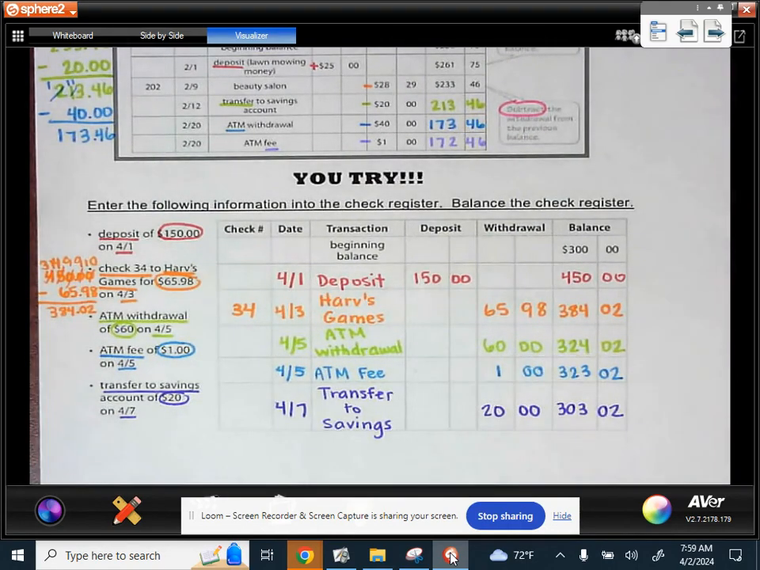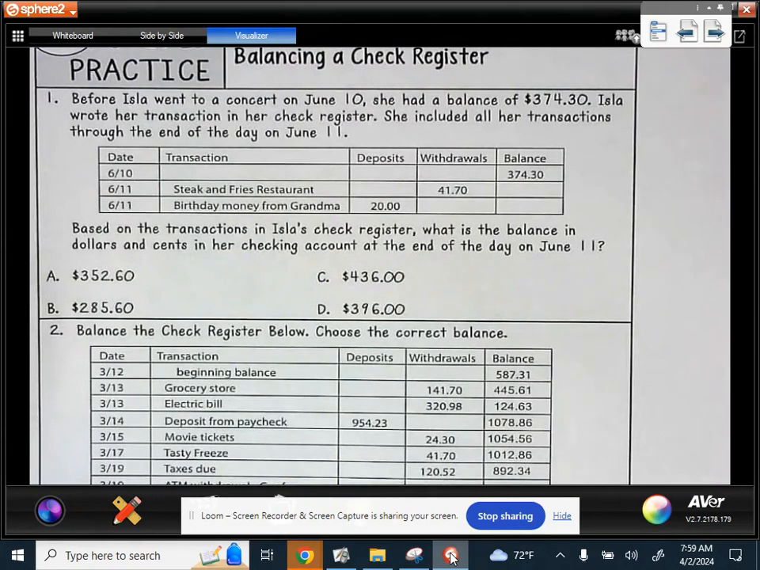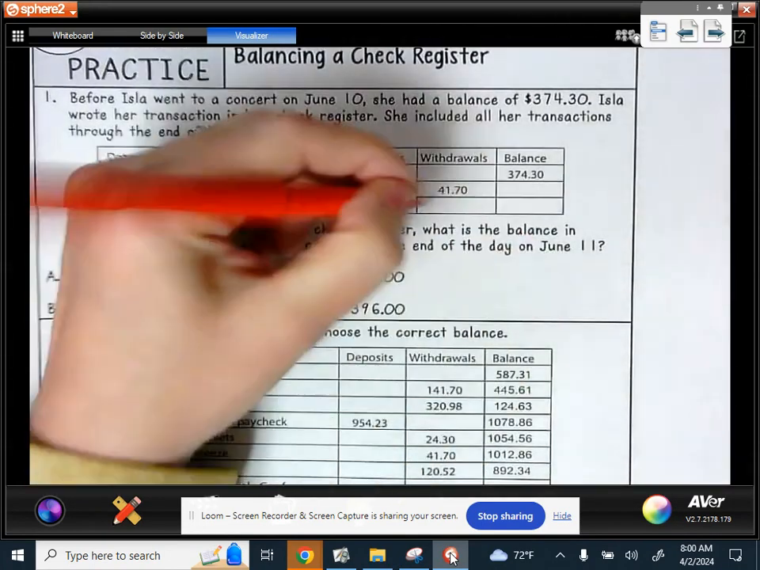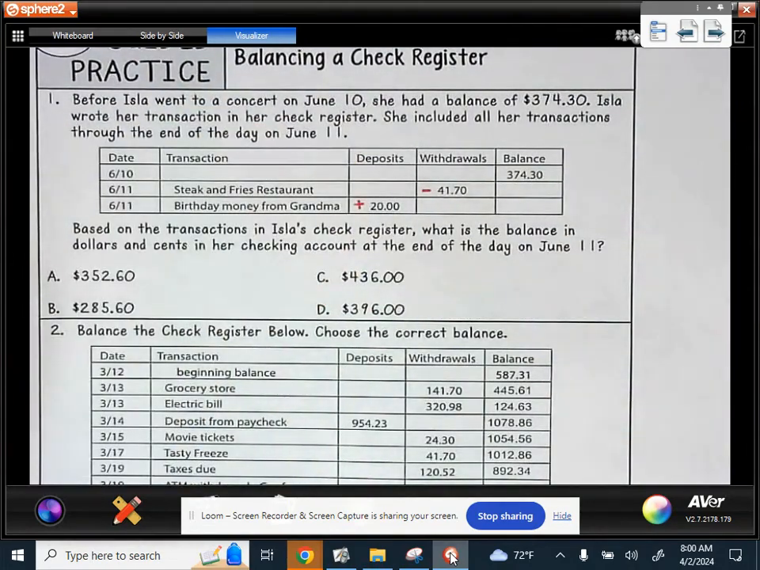But let's go ahead and move over to the left-hand side. We've got a couple of practice problems. Before Isla went to a concert on June 10th, she had a balance of $374.30. She wrote her transaction in her check register. She included all her transactions through the end of the day on June 11th. Based on the transactions, what is the balance now? So remember, we're going to take away this withdrawal and we're going to add that deposit.